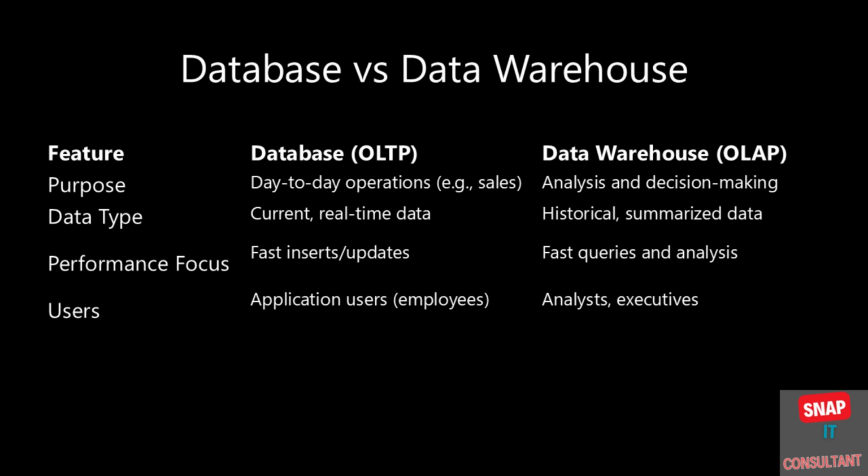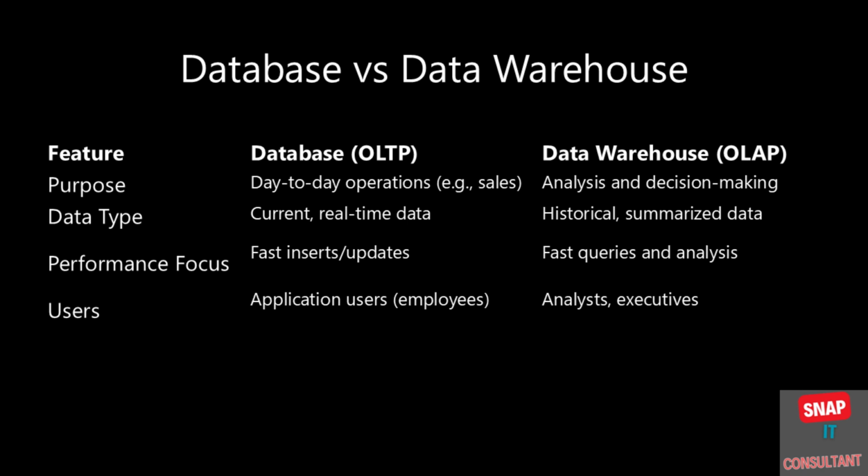Next, the type of data. Databases store current, real-time data, what's happening right now. Think of it like a live feed, while data warehouses store historical data, summarized over time so you can look back and spot trends. What about performance? Databases are optimized for fast inserts and updates because the system is constantly changing. On the other hand, data warehouses are tuned for fast querying and analysis, so you can run reports and dig into the numbers without slowing things down.